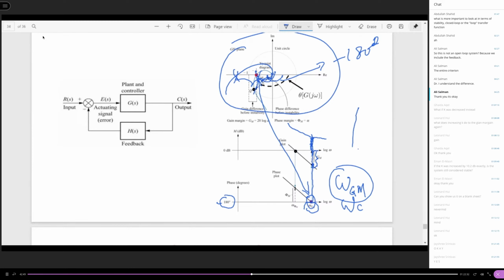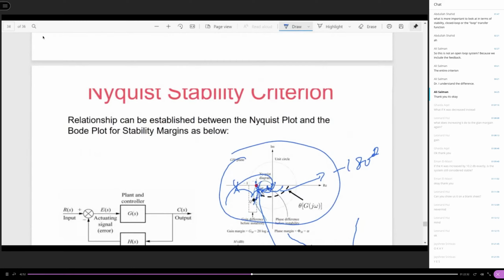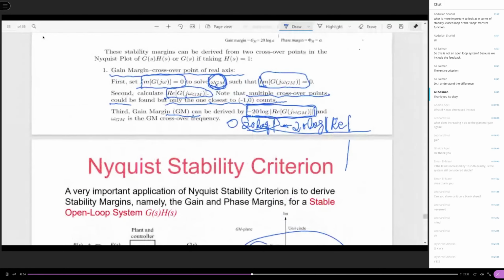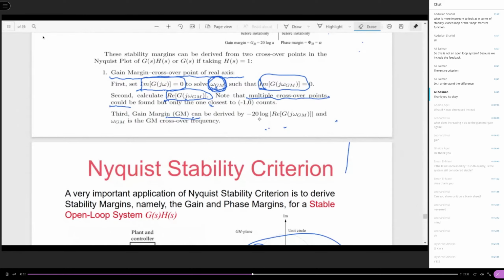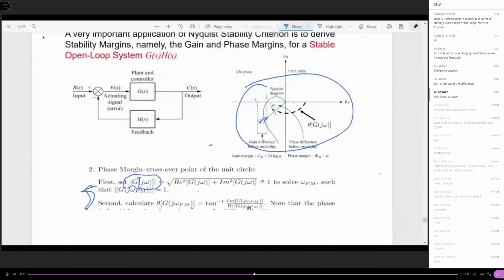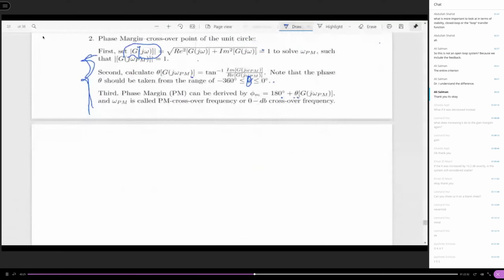You can calculate it, because in this case the gain margin is calculated here: negative 20 log of the magnitude of G of j omega. If this magnitude at the crossing is larger than 1, then you're going to have a negative gain margin, negative dB. So this is the unstable case, right?